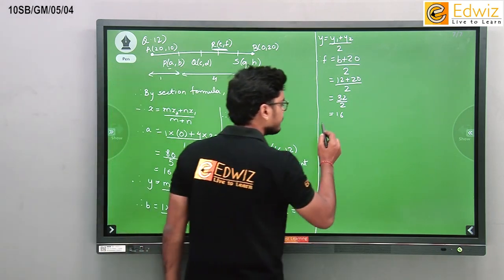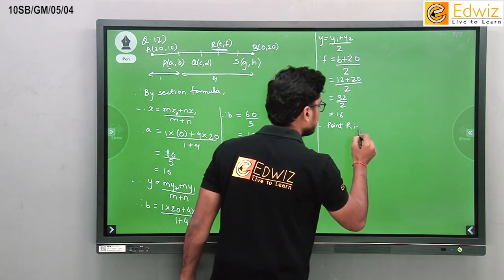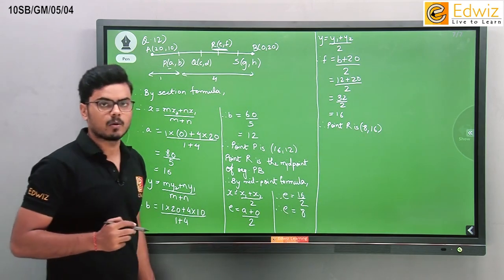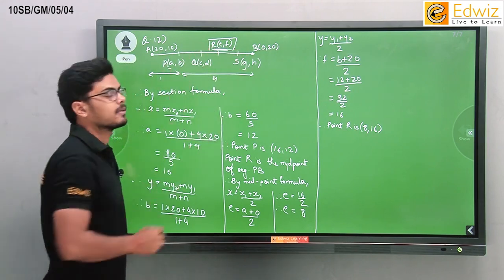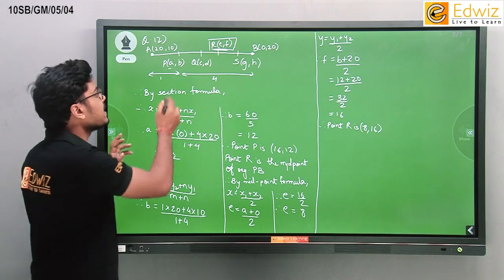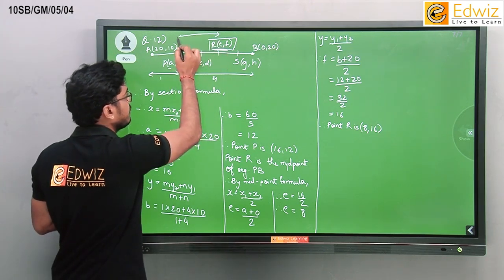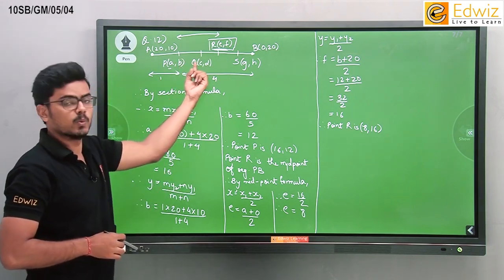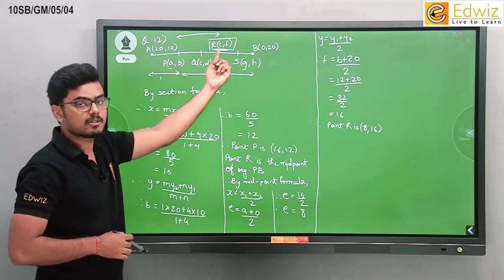So point R is 8, 16. Okay. Now the reason that I found out this point first is simple. If you look at PR, just segment PR, forget everything else. सिर्फ यहां से यहां तक, ठीक है? From P to R. Exactly midpoint of PR is Q. Correct? So we also know the coordinates of P, we know the coordinates of R.